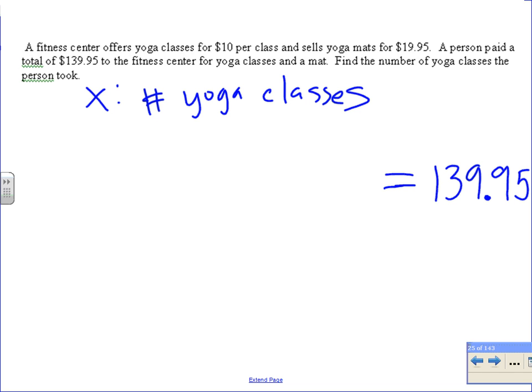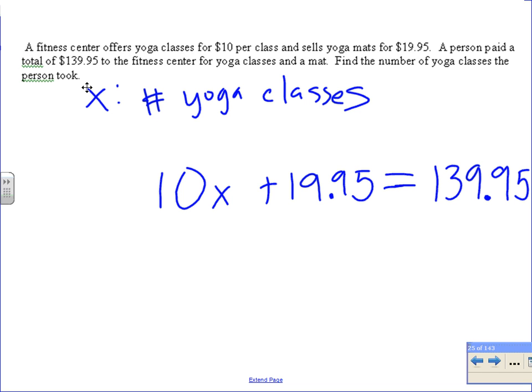All right, can someone tell us something else about the problem that would now go on the left-hand side? So give me one thing. Emma M, give me one thing. Good, 10x. What is the other piece of information that goes on this side, Mary? Good, plus $19.95.